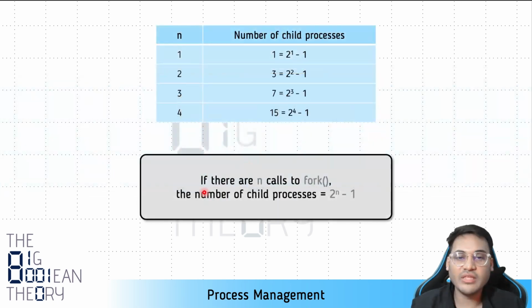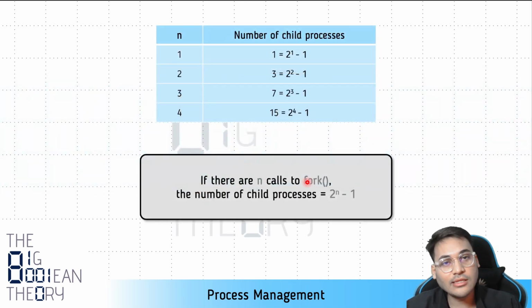That is, if there are n calls to fork in the code of the parent process, right, then the number of child processes will be 2 raised to the power n minus 1. So let me clarify this statement. If there are n calls to fork, in total, the total number of invocations in the system will be 2 raised to the power n minus 1, right? That is why the number of child processes is 2 raised to the power n minus 1.